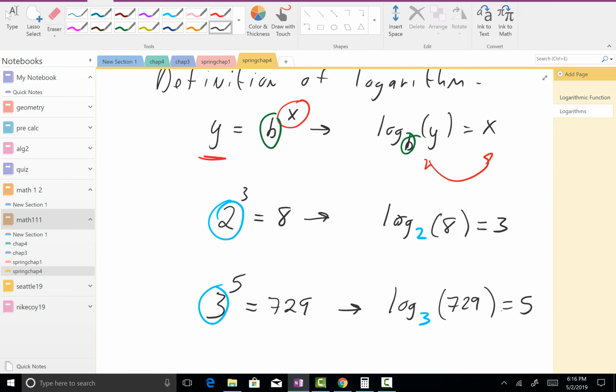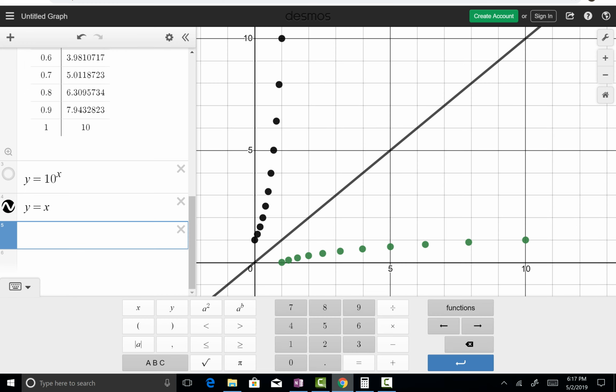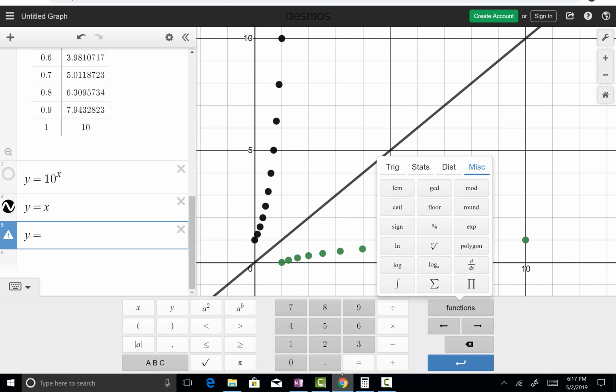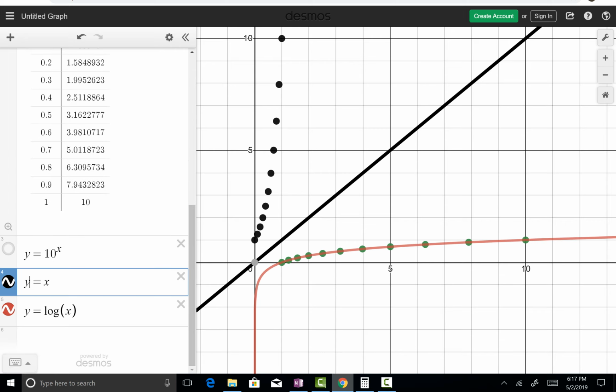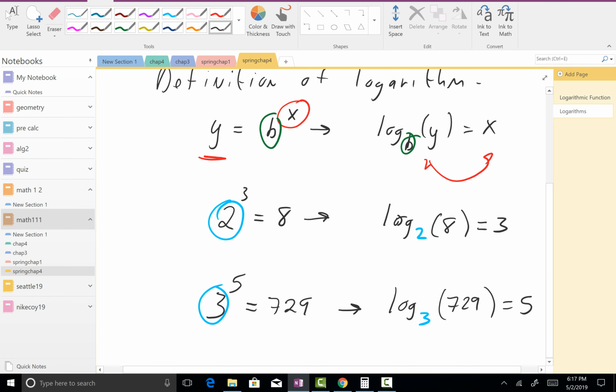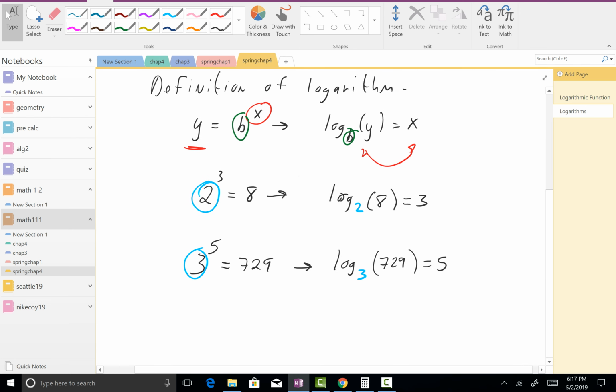So if we go back to Desmos, all right, and I say, okay, I'm going to go y equals, and I'm going to go down here to log. So I have to push miscellaneous, hit log, put x in there. There it is. All right, so you can see, again, that's going right through those dots. All right, so that's pretty good. So there's my logarithm. There's my definition.